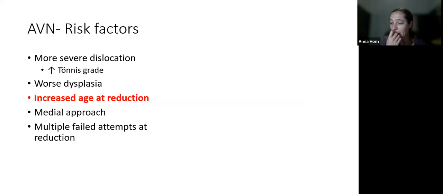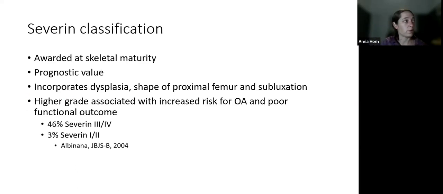Okay, thanks, Alma. So, right, AVN, again, just focusing on that a little bit because it's a common complication. More severe dislocations have a higher risk, with dysplasia and increased age. It almost exponentially increases the risk of AVN after the age of 18 months as they get older. Doing a medial approach, I think it's because you risk the medial circumflex femoral artery. And then obviously the more times you try, the more damage you do, etc. So that's why I said the redislocation is probably the most dreaded complication here, because then it's like opening up a world of hurt.